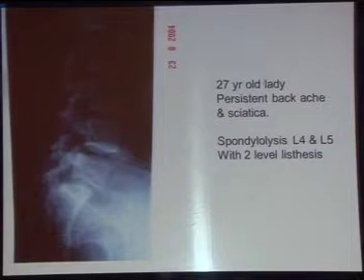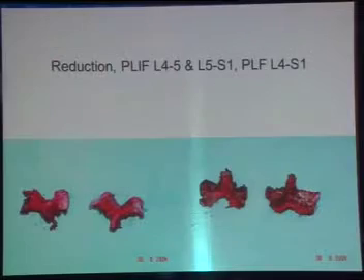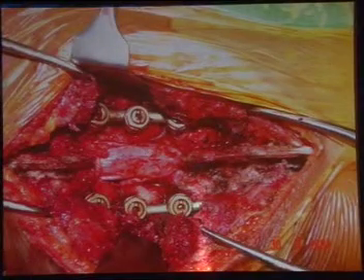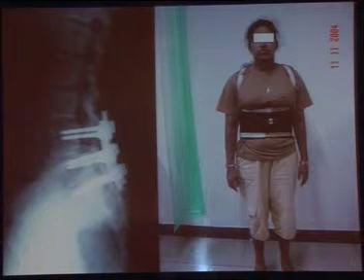And here is a two level listhesis, L4-5 and L5-S1, in a 27-year-old. That was in 2004, now 9 years. This is the butterfly fragment. I removed it en masse, and then did a two level PLIF. She has been doing well for 9 years now.